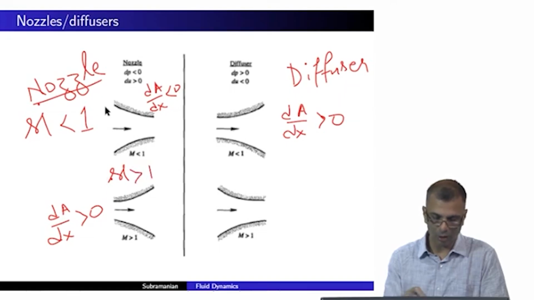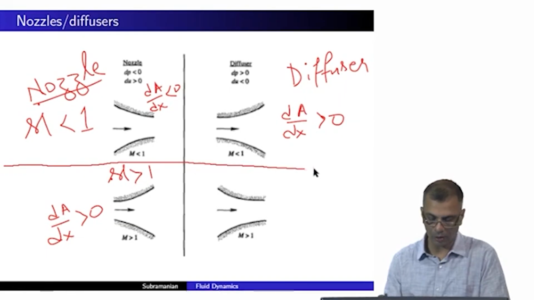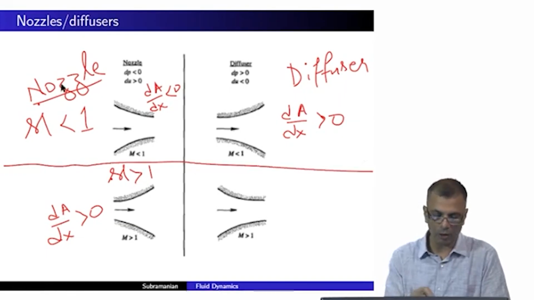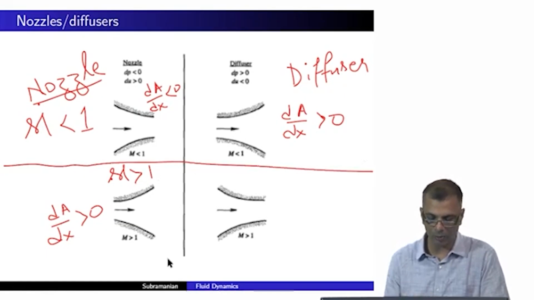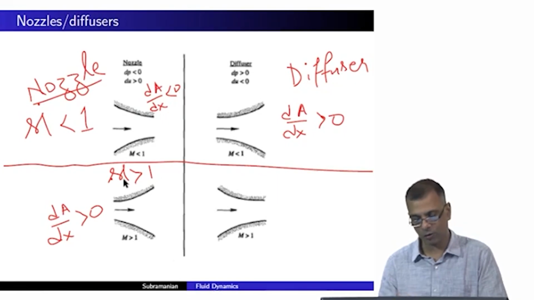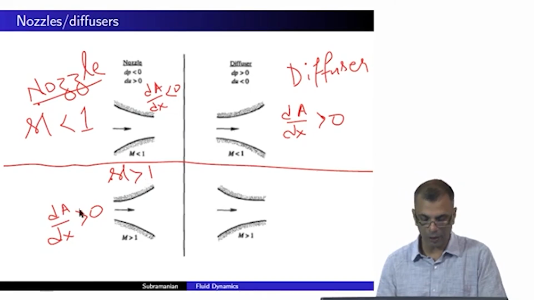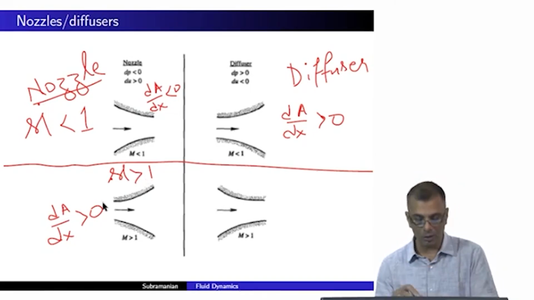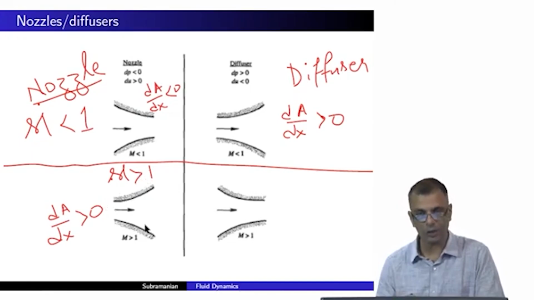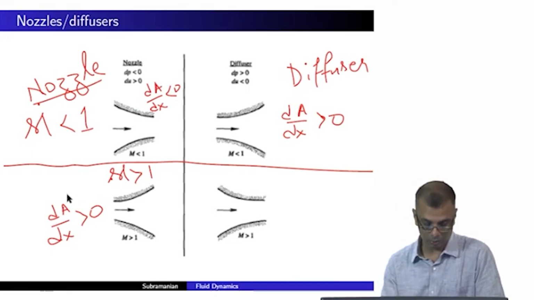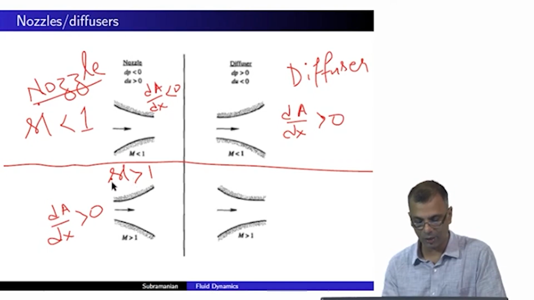Here, like this. The top half is for subsonic flows where Mach number is less than 1, and the bottom half is for supersonic flows where the Mach number is larger than 1, right? So when the Mach number is larger than 1, contrary to intuition, it's this kind of a diverging channel. In other words, a situation where dA/dx is greater than 0 acts as a nozzle.